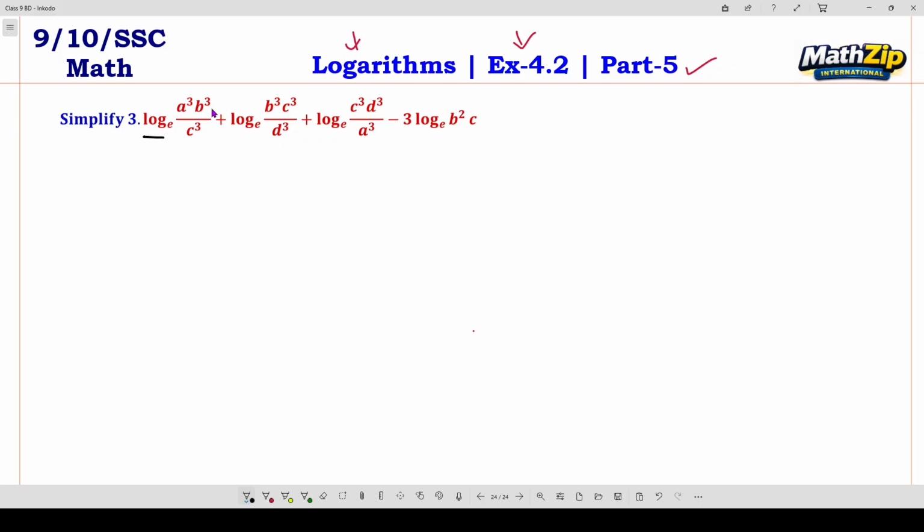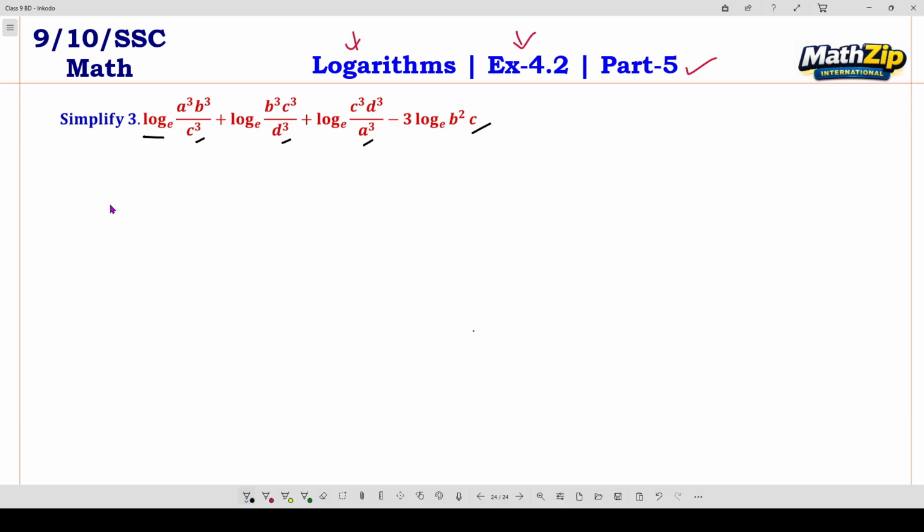log base e of a cube b cube divided by c cube, plus log base e of b cube c cube divided by d cube, plus log base e of c cube d cube divided by a cube, minus 3 log base e of b square c. So how can we simplify this one?